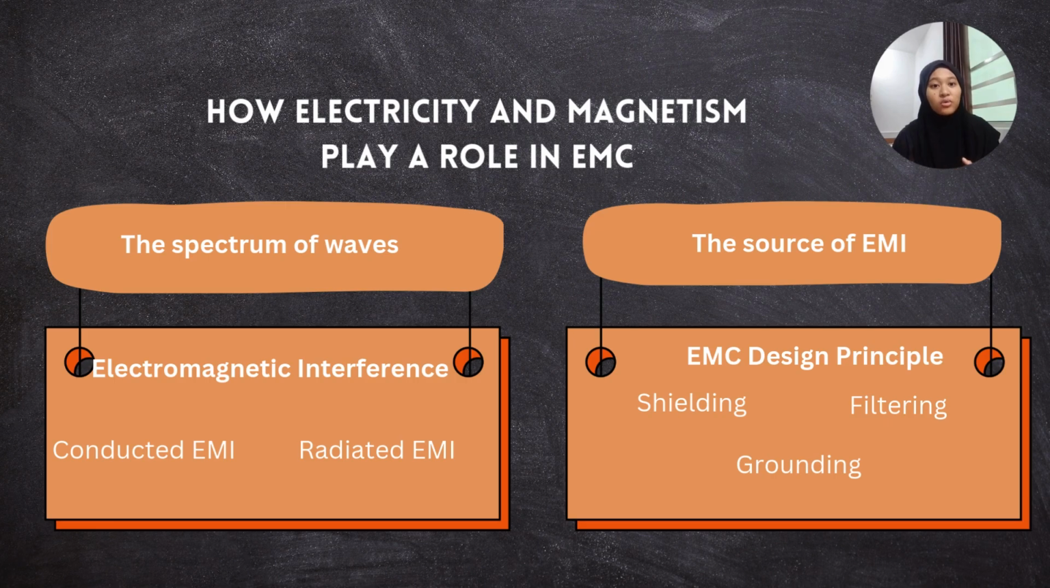And lastly, grounding. Creating a common reference point for all electrical components in a system helps minimize ground loops and reduce the flow of interference through unintended paths.